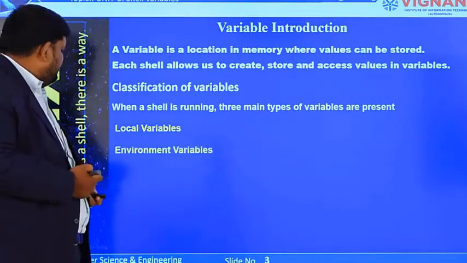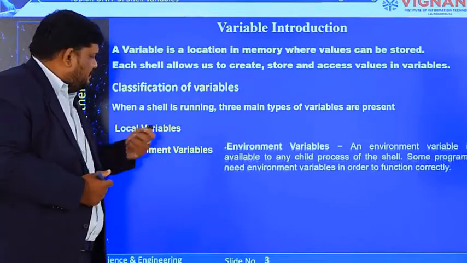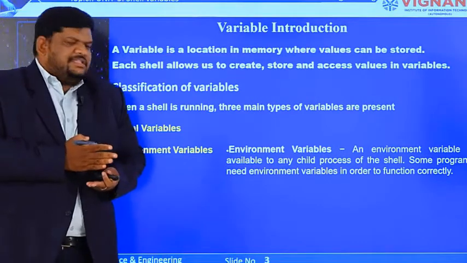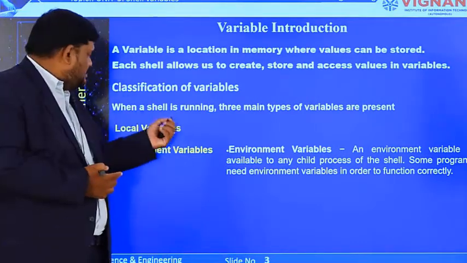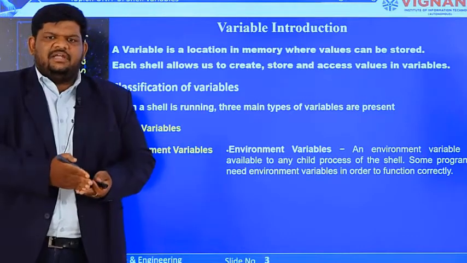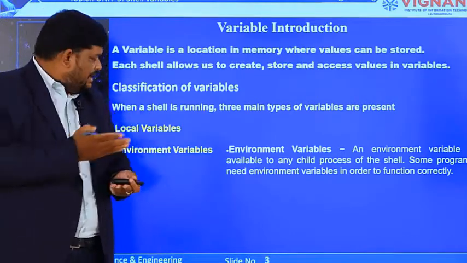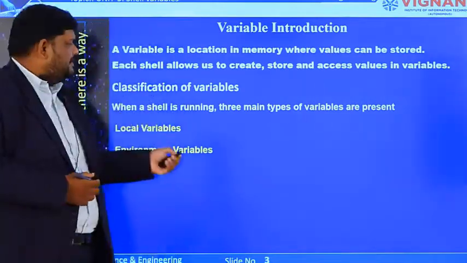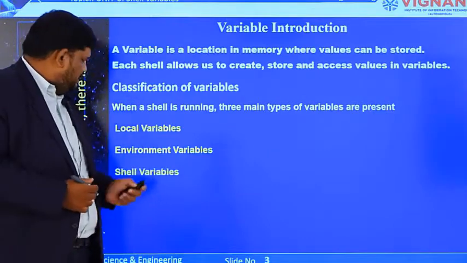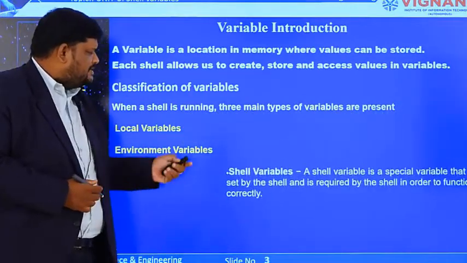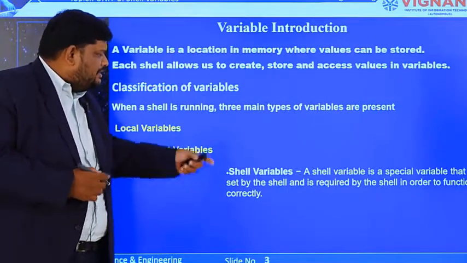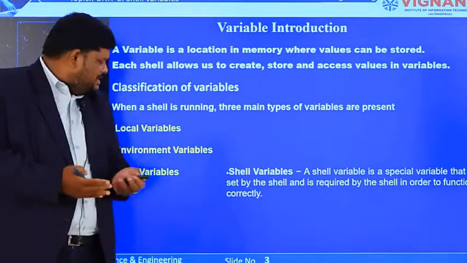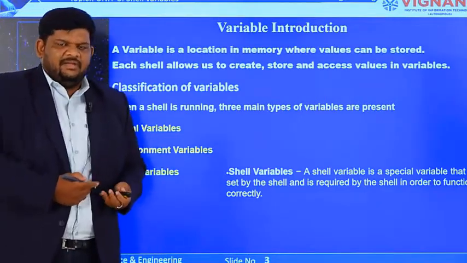The second one is environmental variables. An environmental variable is available to any child process of the shell, whereas a local variable is available to that shell only. The third category of variable is shell variables. Shell variables are a special kind of variables, and to run the functioning smoothly, we can use these shell variables. A shell variable may be a local variable or an environmental variable. Let us see one by one.